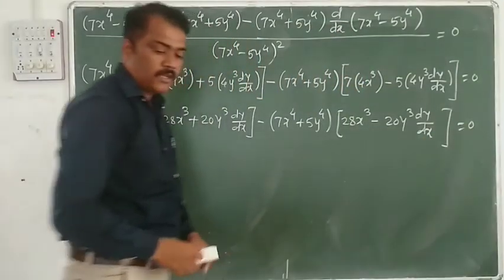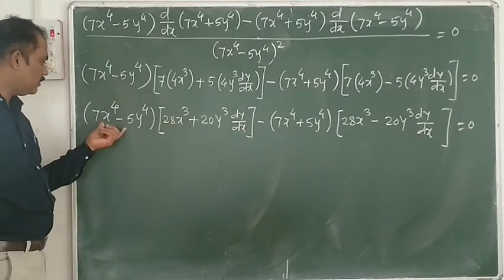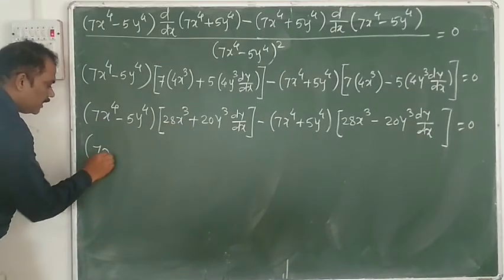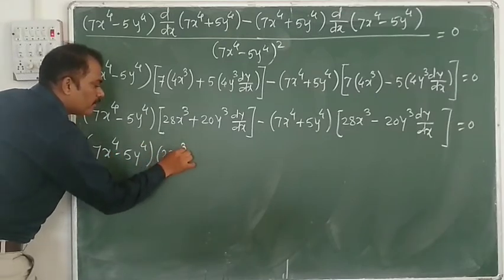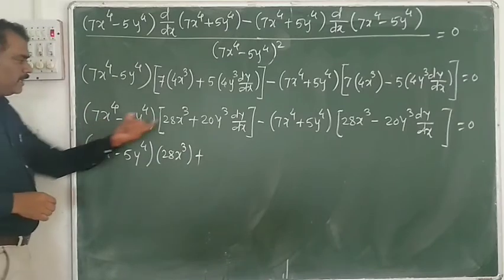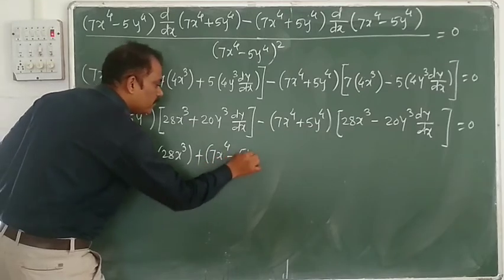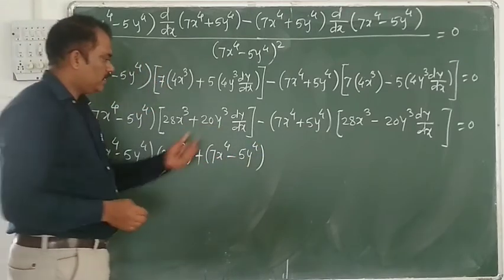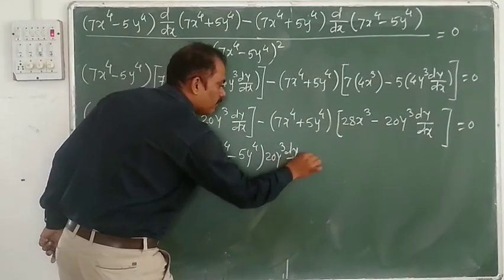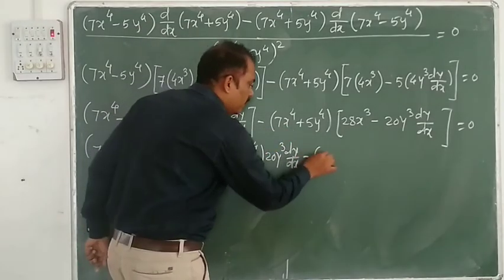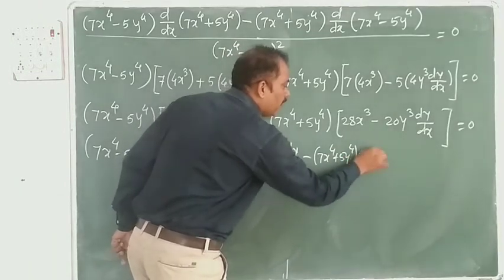Okay. Now we have to multiply inside this bracket. So we multiply 7x^4 minus 5y^4 into 28x cubed, plus we have to multiply this bracket to this term, that is 7x^4 minus 5y^4 into 20y cubed dy by dx, minus also for this, 7x^4 plus 5y^4 into 28x cubed.